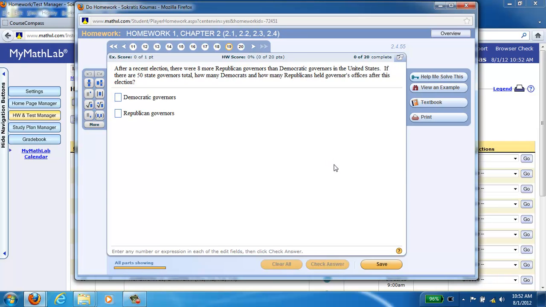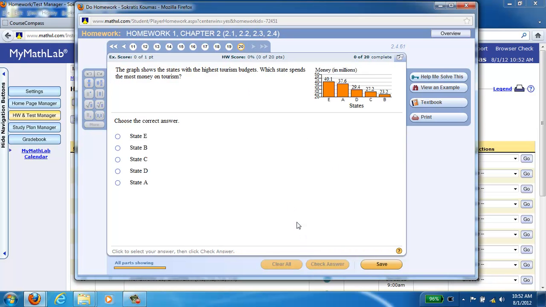In this case you have 8 more Republican governors than Democratic governors. So in this case, what is the relationship? If you have x for Democrats, you have x plus 8 for Republicans. So x plus 8 is equal to 50, and then you continue. And the last one, you have to be able to read the chart.